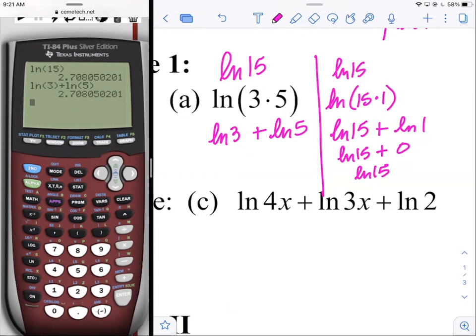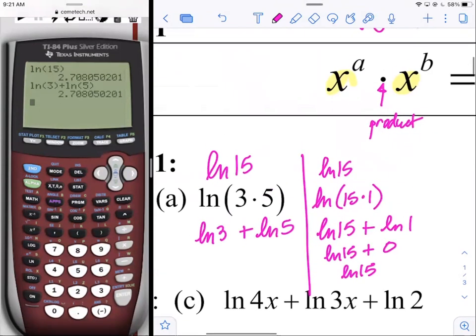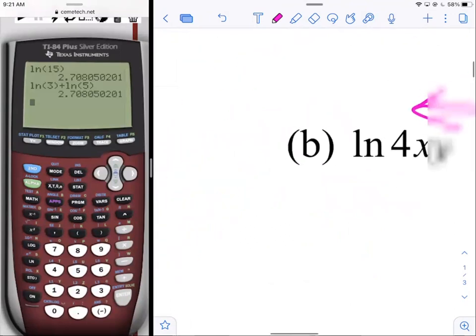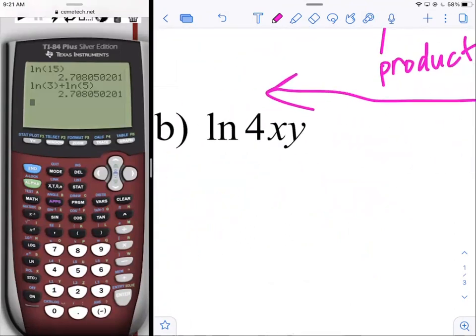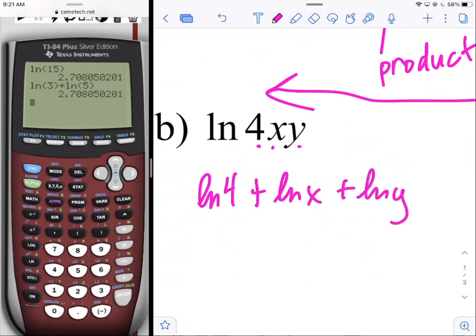Yeah. It works, doesn't it? At least the calculator thinks so. All right. That's cool. Let's try this again. Natural log of 4xy. Does it work with variables? I sure hope so. Right? How many factors do I have there now in the argument? 3. When I expand it, guess how many terms I'm going to have? 3. Natural log of 4 plus the natural log of x plus the natural log of y.